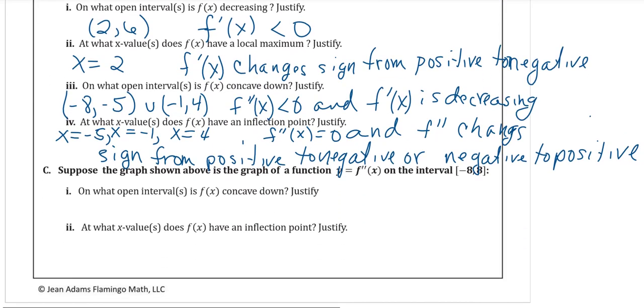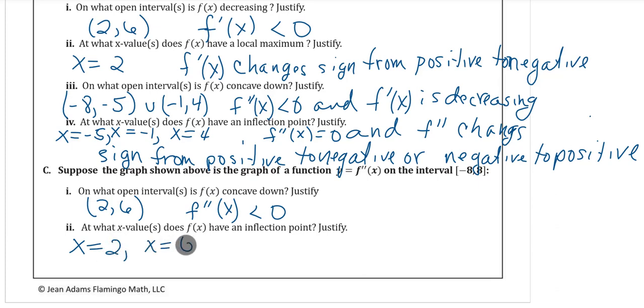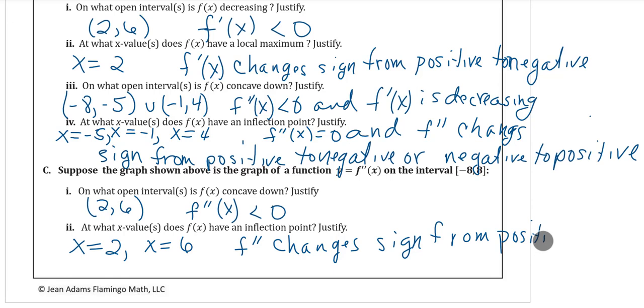So let's put the answers for those 2 questions. So number 1 was what open interval? That was from 2 to 6. And our reasoning was that the second derivative was less than 0. And we had 2 inflection points. They were at x equals 2 and x equals 6. And our reasoning is that f double prime changes sign from positive to negative, or negative to positive.